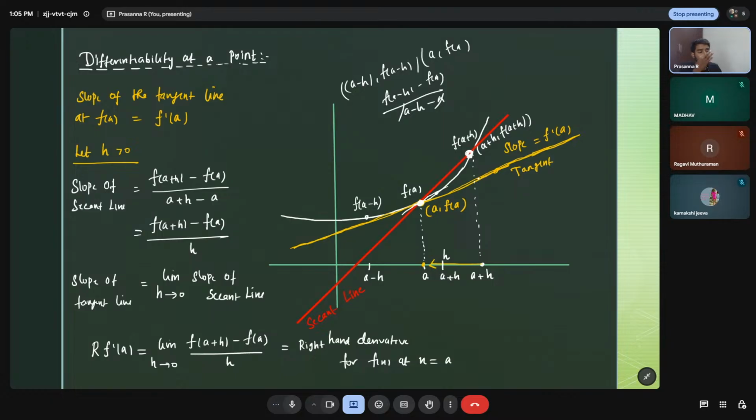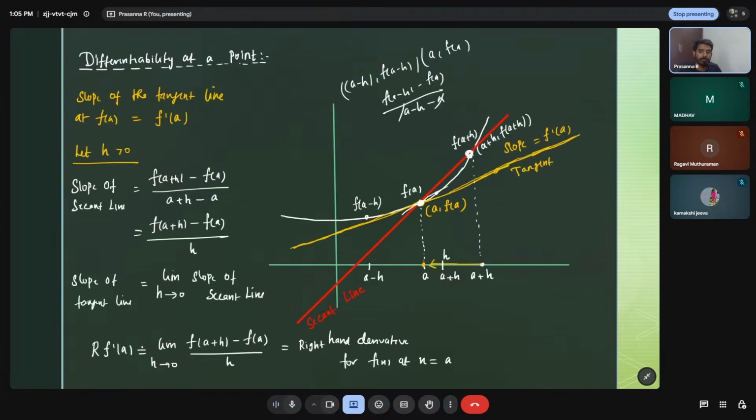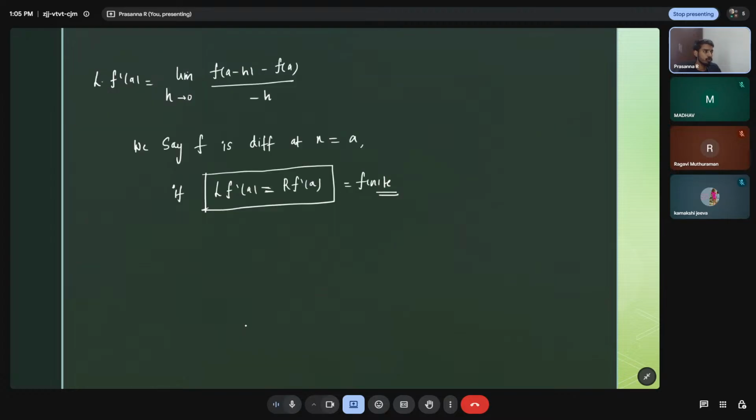So differentiability at a point is nothing but the slope of the tangent line at that point, right? So in order to prove f is differentiable at some point, you have to find L of f dash of a and R of f dash of a. You see that both are equal.